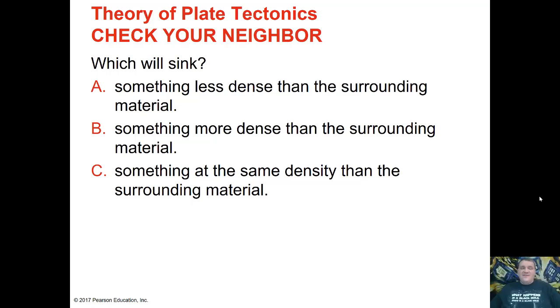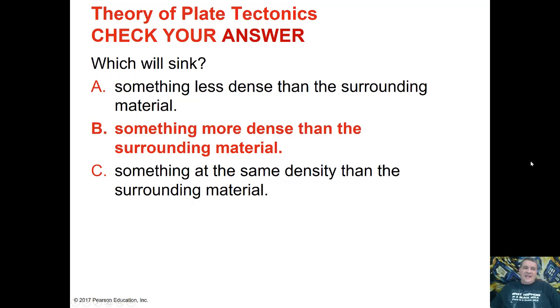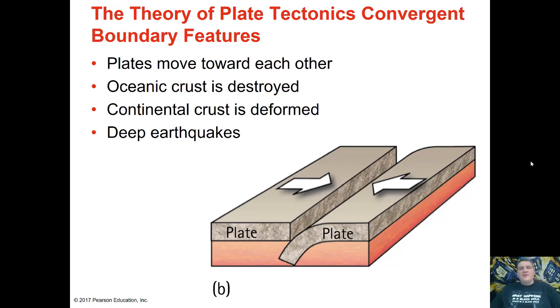So the answer is, if you remember back when we talked about buoyancy and densities, it is B. Something that is more dense will sink. Things that are less dense rise up. Things that are more dense sink down. So when looking at a convergent plate boundary, again, this is where the two plates come together. If we have one of them that is more dense, it is going to sink below the one that is less dense. So we have the plates move together.